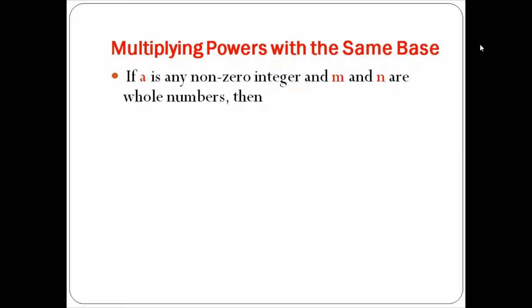If a is any non-zero integer and m and n are whole numbers, then a raised to power of m multiplied by a raised to power of n is equal to a raised to power of m plus n. Here a is non-zero integer while m and n are whole numbers. Here we can see that base is same, a raised to power of m multiplied by a raised to power of n, where base is same, that is a, while powers are different, which are m and n.